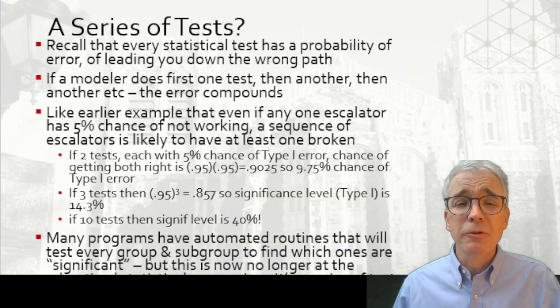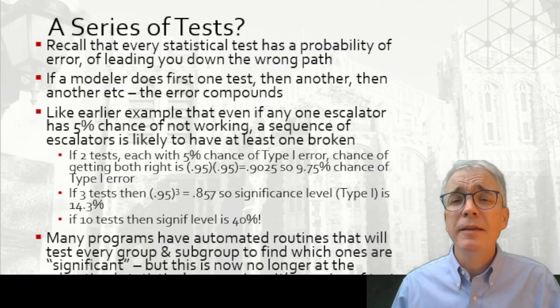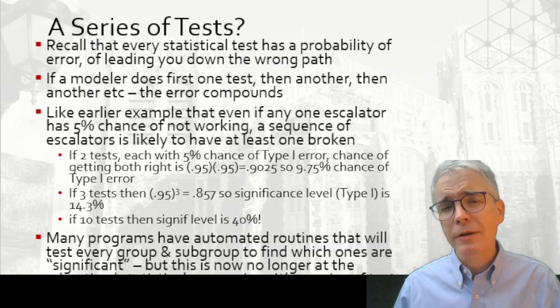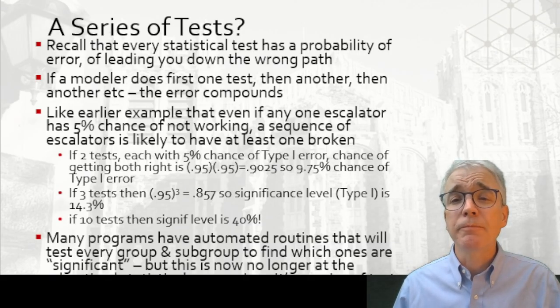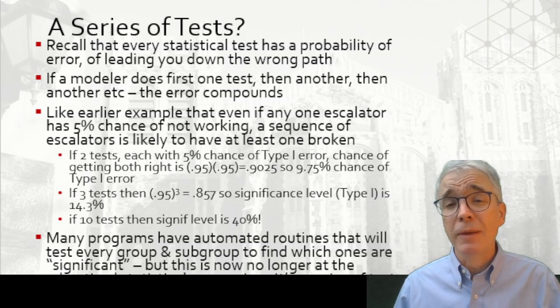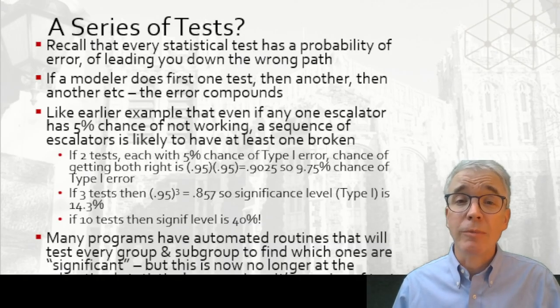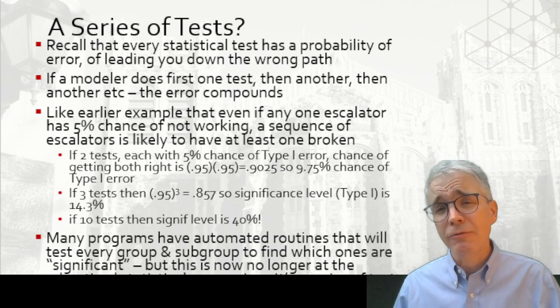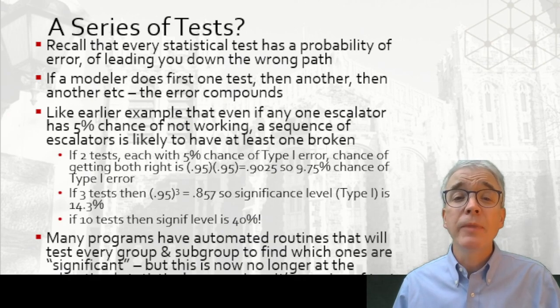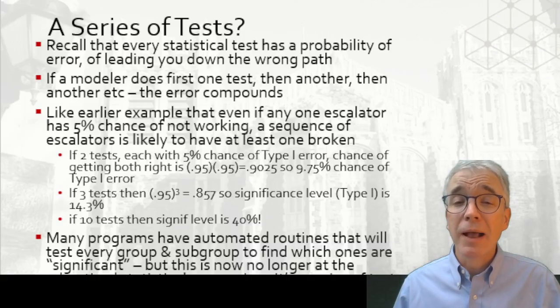Now, another sort of shady thing that people will do is a series of tests. Every statistical test has some probability of error. Type 1 error, like I said, often chosen to be 5%. That means if you do several tests in a row, the second test depends on the outcome of the first test, and the third test depends on the outcome of the second test, which depends on the outcome of the first test, et cetera, then your error is going to compound.